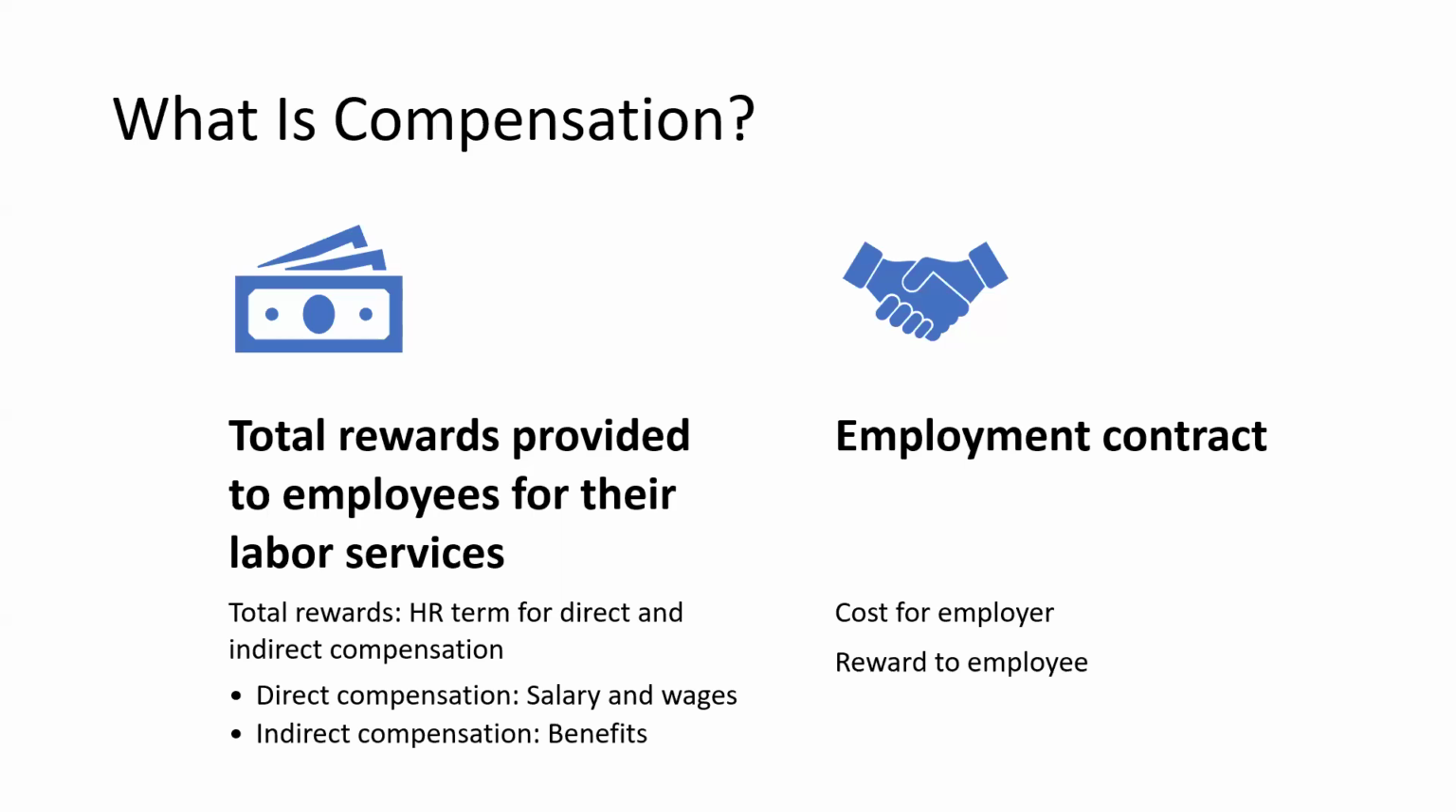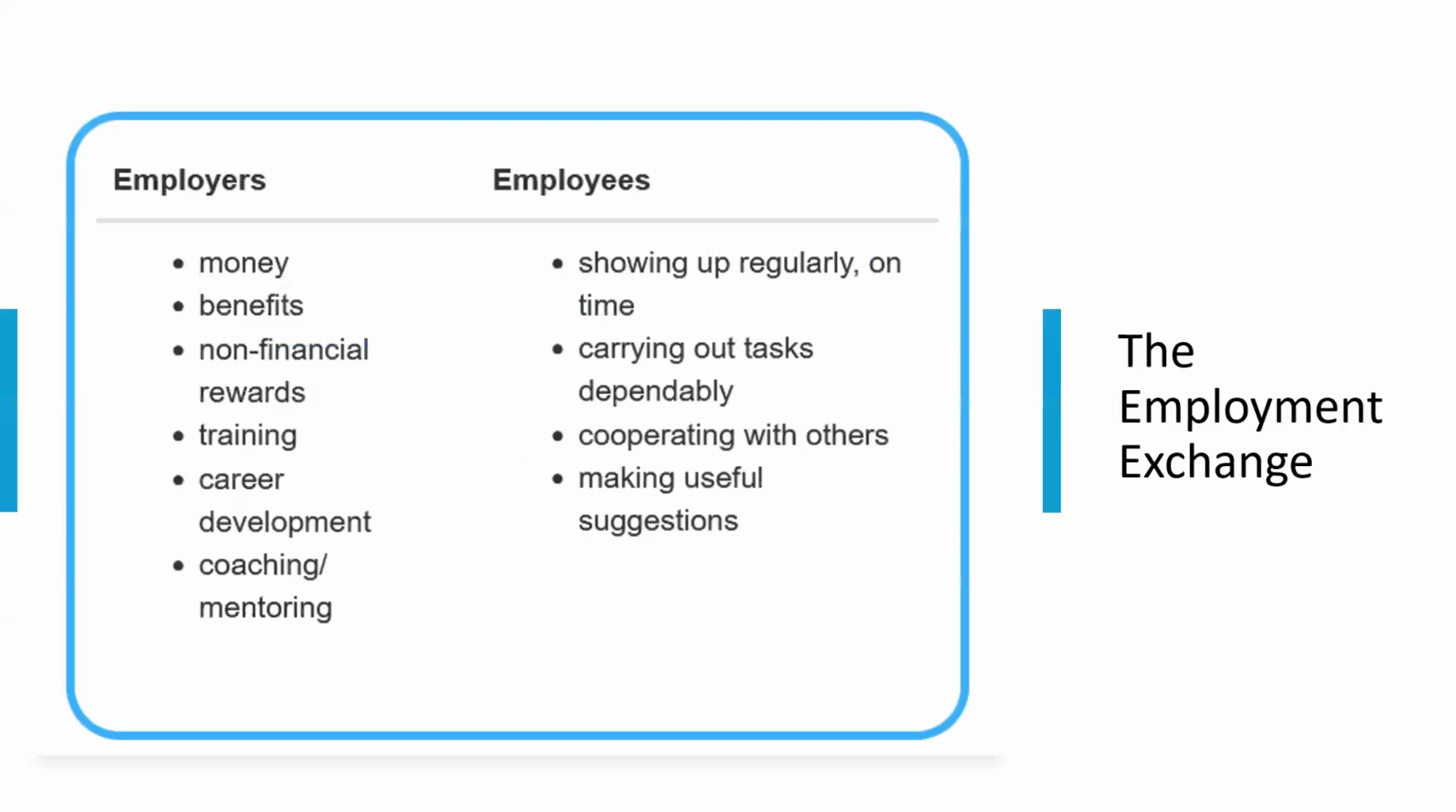It's a cost for the employer to hire the employee to do the work they need to do in their organization. But for the employee, there's a reward if they're able to do the work that the employer needs done within that organization. So what kinds of things do employers and employees bring to this contract? For employers, they're giving money to employees and benefits, so that's the direct and indirect compensation. They might also give other non-financial rewards, such as Employee of the Month or a special title and that sort of thing.